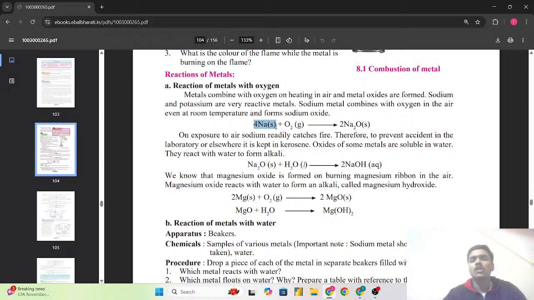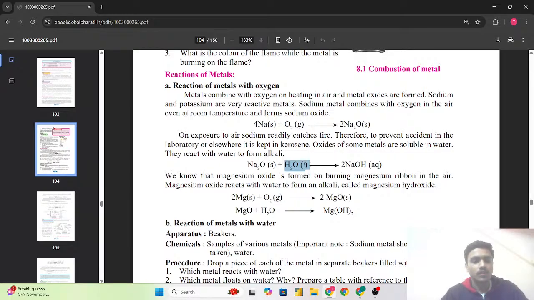Oxides of some metals are soluble in water. They react with water to form alkali. When sodium oxide, Na2O, which is in solid form, is reacted with water, which is in liquid state, it leads to the formation of alkali, that is sodium hydroxide, in aqueous state. From this we can conclude that when a metal reacts with oxygen, it leads to the formation of metal oxides. And when the oxide of the metal reacts with water, it leads to the formation of an alkali, that is, the base sodium hydroxide.